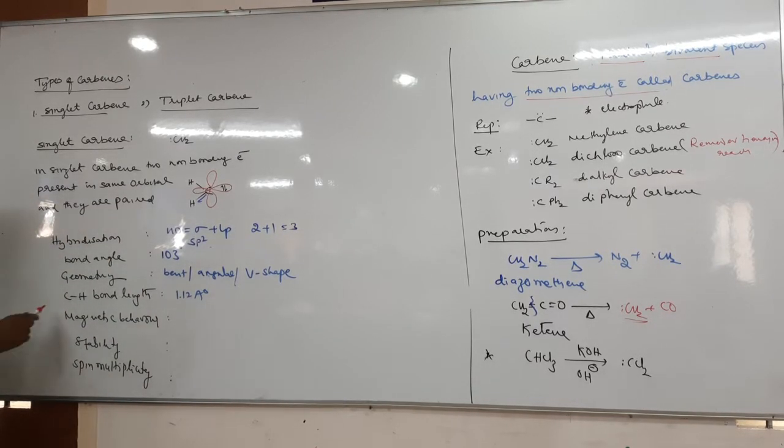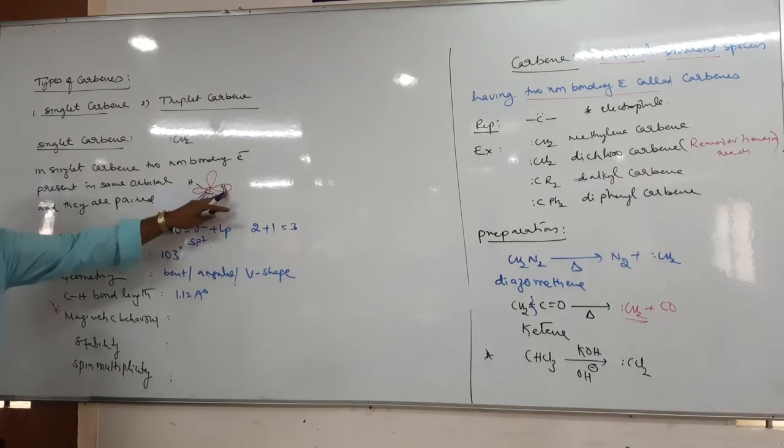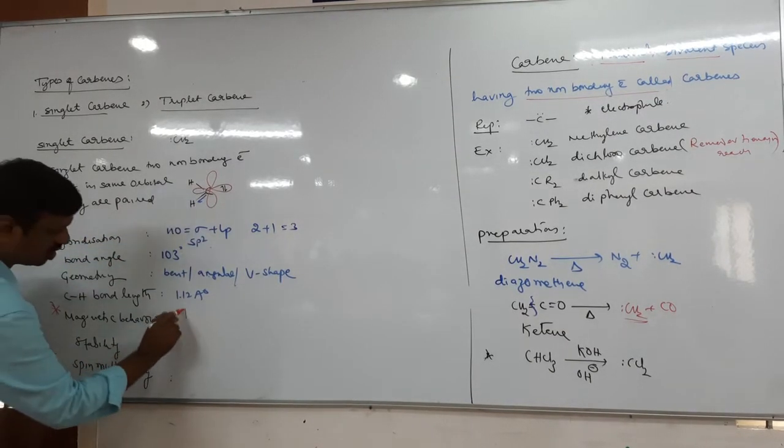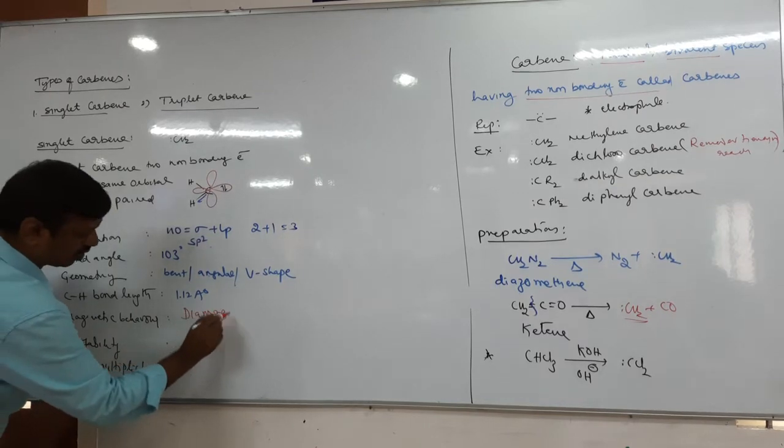Tell me, what is the magnetic behavior? Either para or dia? Because of paired electrons. Remember, wherever electrons are paired, it is diamagnetic; unpaired, paramagnetic. Therefore this is diamagnetic.